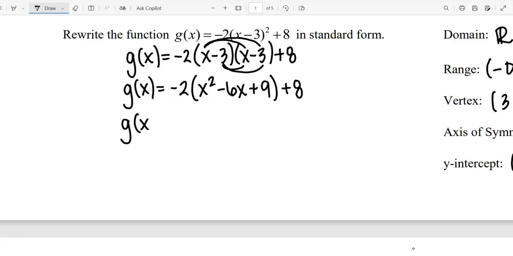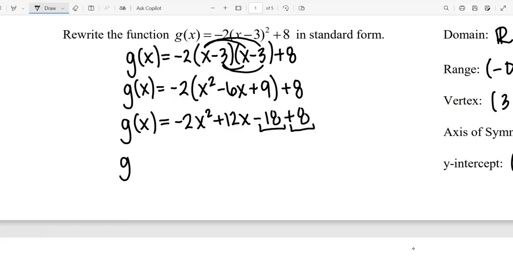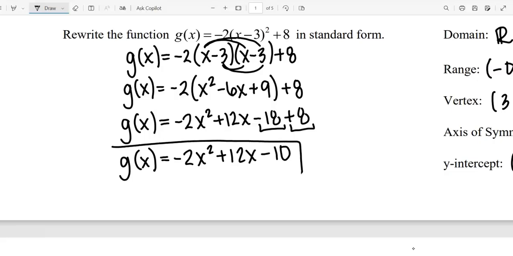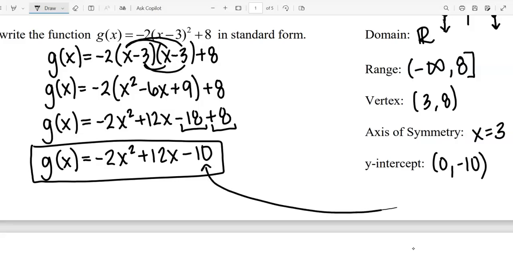So g of x equals negative 2 times x squared is negative 2x squared. Negative 2 times negative 6x is a positive 12x. And negative 2 times positive 9 is negative 18 plus 8. Yep, your last step is to combine your constants. Negative 18 plus 8 will give you negative 10. How do I know that's correct? That's my y-intercept. So negative 2x squared plus 12x minus 10. And remember, your negative 10 should match this negative 10.